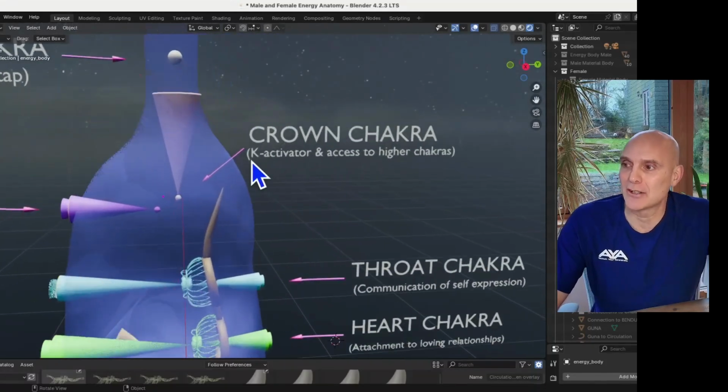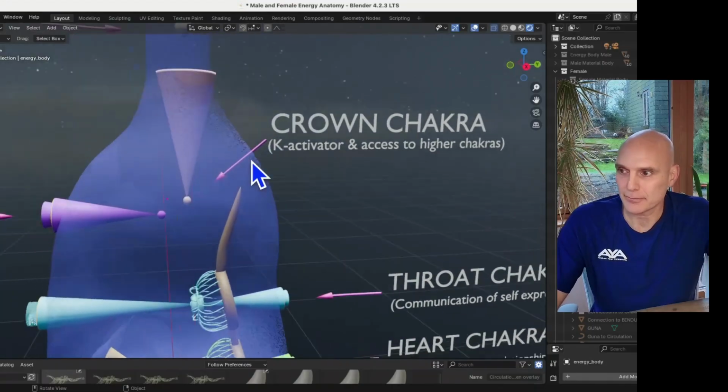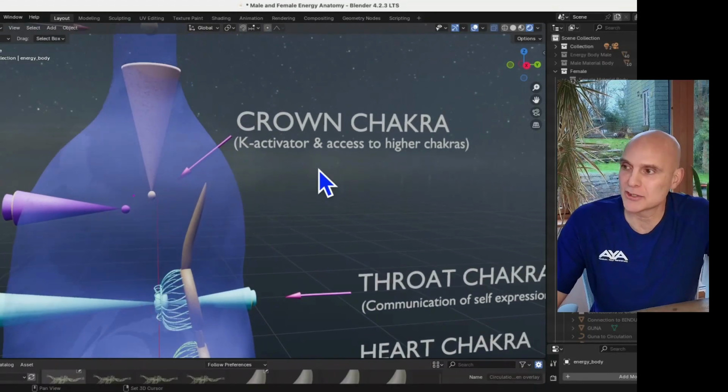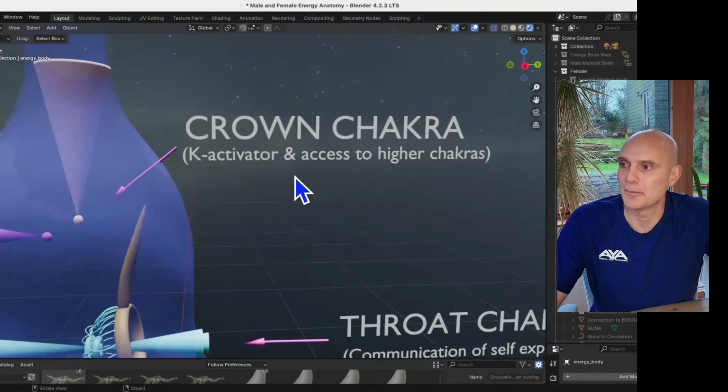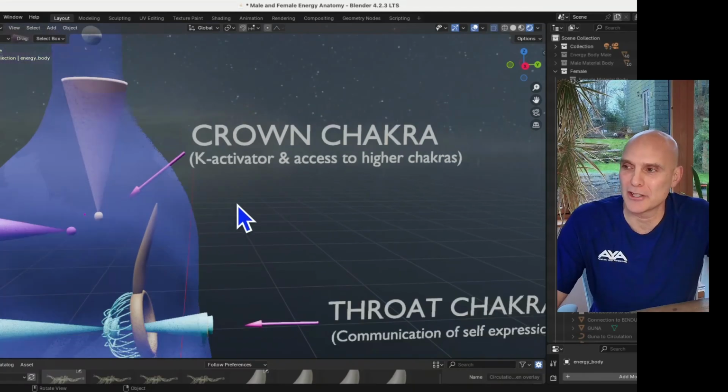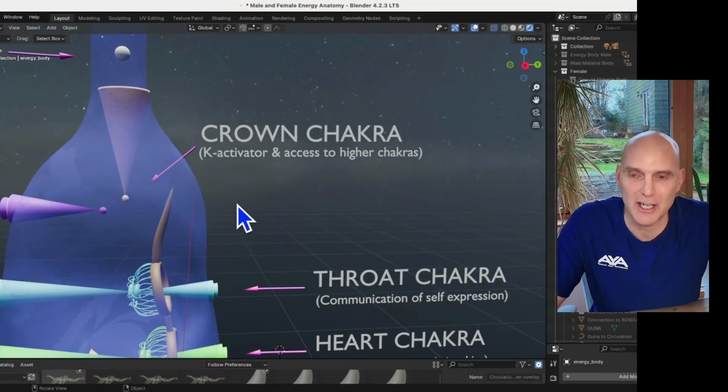So crown chakra is next. Talked about the brow chakra there. Crown chakra, also an energy pump. But the crown chakra is like a gate. Some people call it a gateway chakra. A gateway to the higher chakras.